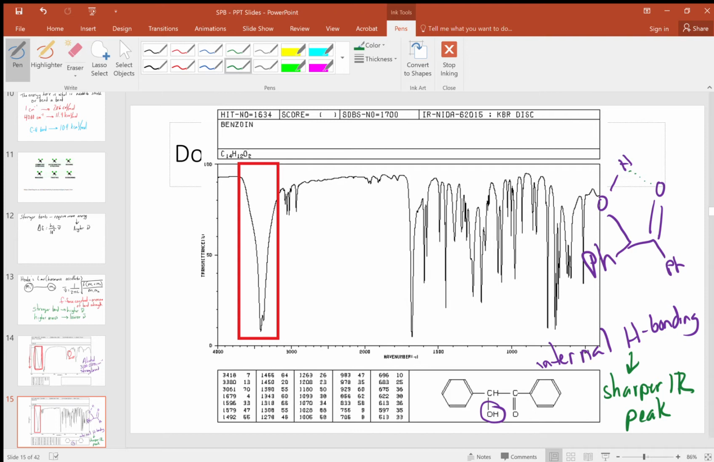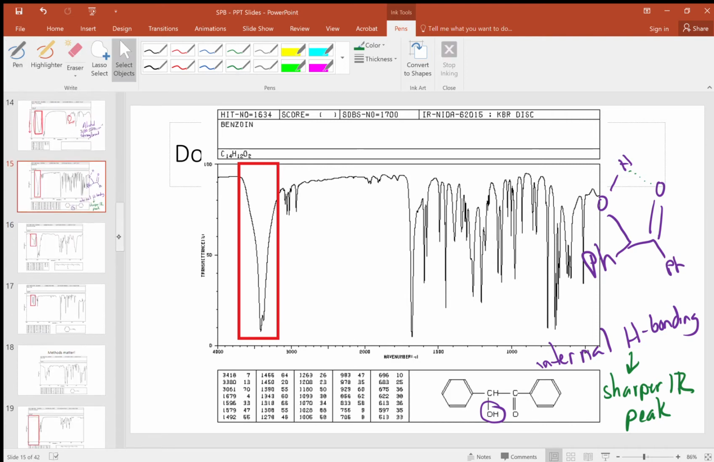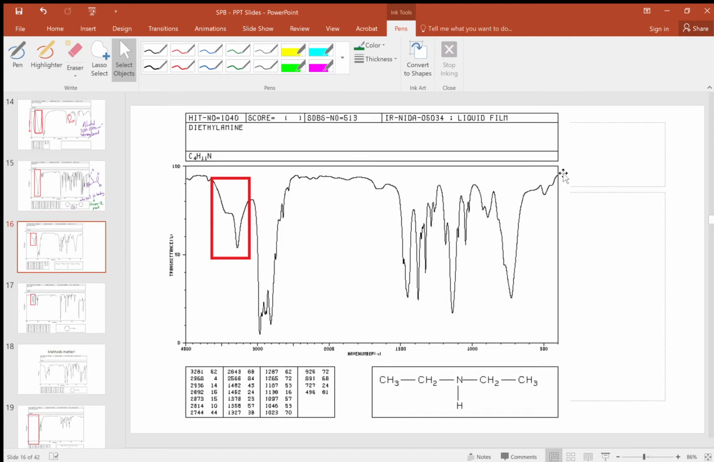All right, now also in this range above 3000, we also find another functional group, and that's the amine. So amines show up between 3100 and 3500 wave numbers as well. But we can easily differentiate between them and alcohols. How do we do that?